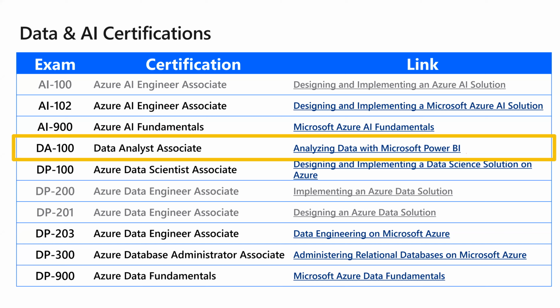So that's the DP 203? No, I think that's probably a little bit further on. I would look at the DP 900, which is just data fundamentals, and then maybe the DP 300. Okay. Thank you. Though that's just my 2 cents, so take that for what it's worth.